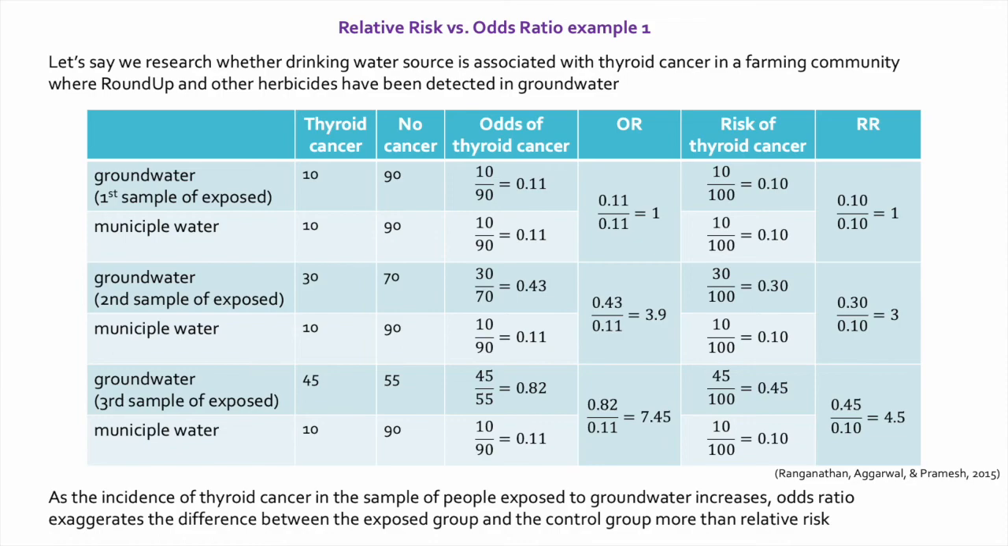This example shows when the rate of disease in the sample of people exposed increases, the odds ratio exaggerates the difference between the exposed group and the control group more than the relative risk does. The relative risk and odds ratio were the same when the incidence of thyroid cancer was low, but they got further and further apart as the incidence increased in the exposed group.